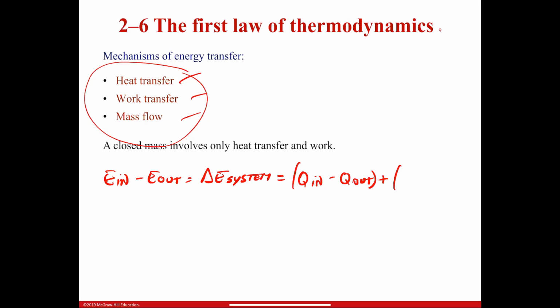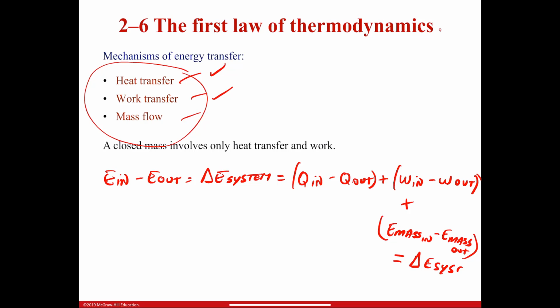Plus, now we go with work. So we already did heat transfer. Now with work, it'll be work coming in minus work coming out, plus energy of the mass coming in minus energy of the mass coming out. And all of that is also equal to the delta of the energy of the system.